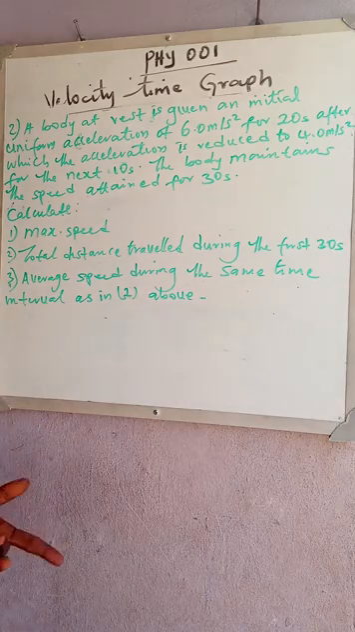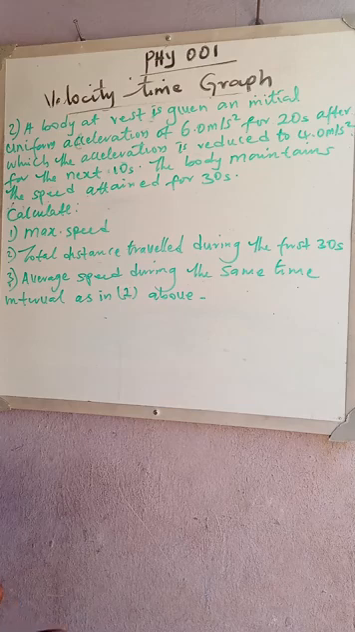A body at rest is given an initial uniform acceleration of 6.0 meters per second squared for 20 seconds, after which the acceleration is reduced to 4.0 meters per second squared for the next 10 seconds. The body maintains the speed attained for 30 seconds. Calculate: number one, the maximum speed; number two, the total distance traveled during the first 30 seconds; number three, the average speed during the same time interval as in number two above.